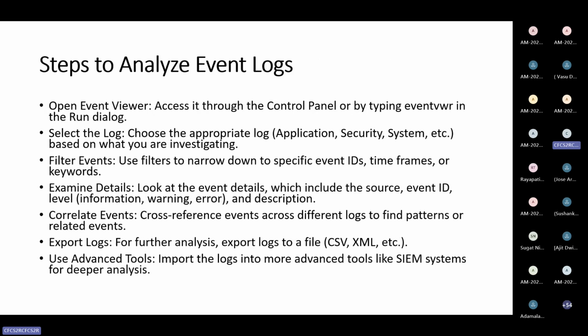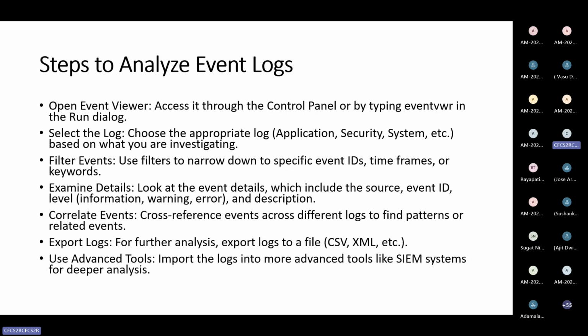Okay, so then we will filter the events, use filter to narrow down the specific event ID, time frames, or keywords. Then examine details. Look at the event detail, which includes the source, event ID, and also the level of information, whether it is an information, a warning, or an error. So we will see each and everything. Relax, don't panic, because we will be discussing each and everything.